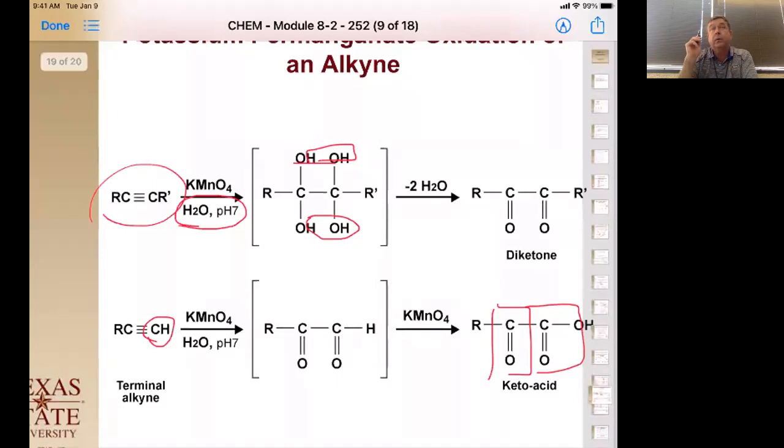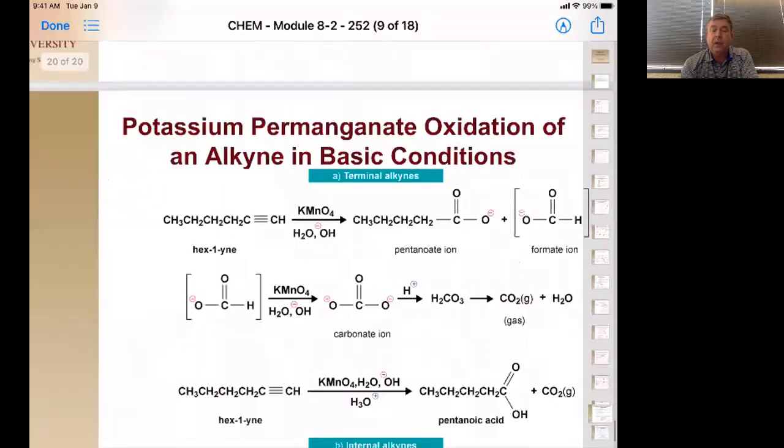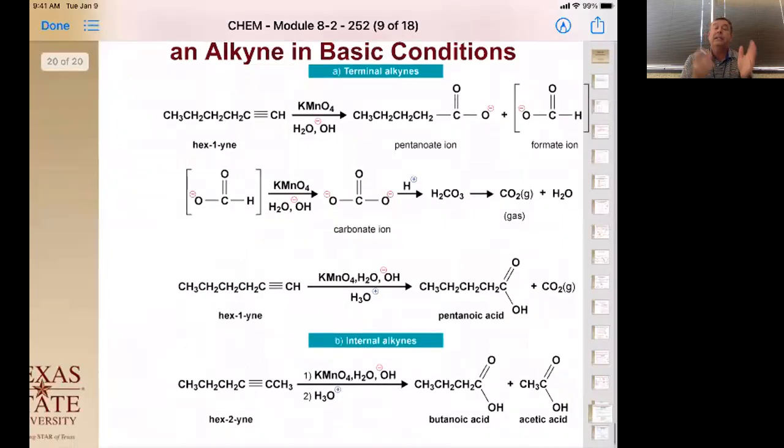When we use it neutral, we get these cool diketones and these keto acids. What happens when we use it in base? When we use it in base, we do exactly what we did with the alkenes. We clip that triple bond and turn it into carboxylic acids. So it's the same.